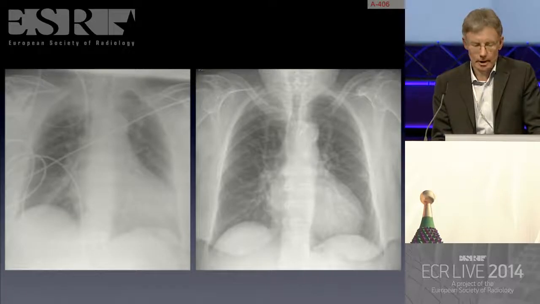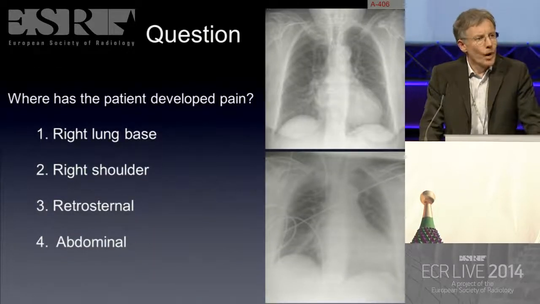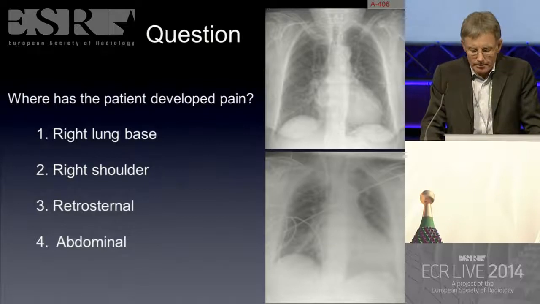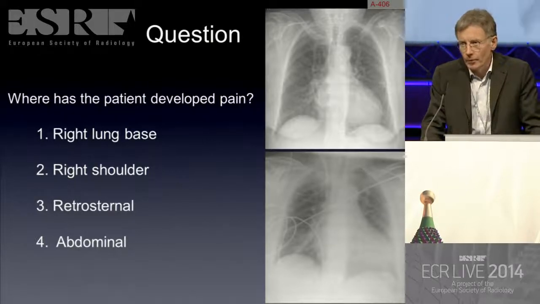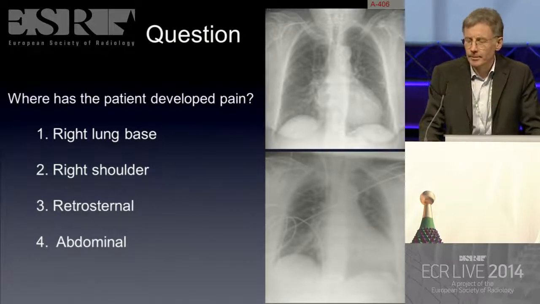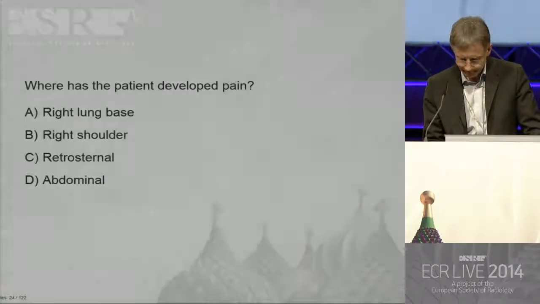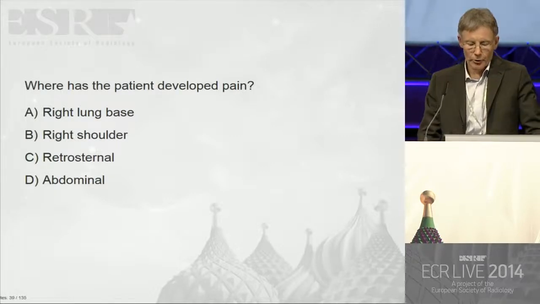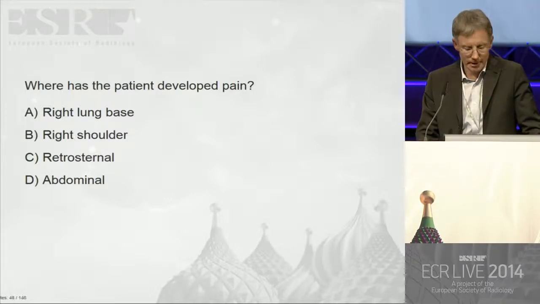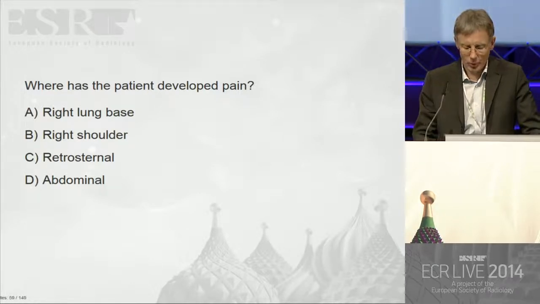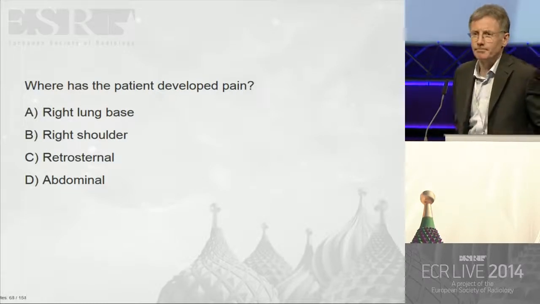And we would like to ask you the following question. Where has the patient developed pain? The answer is on the film. The right lung base, the right shoulder, the retrosternal region, or below the diaphragm in the abdomen. Please vote now. Showing you the films in large size. 2 months between these two X-rays. Where has the patient developed pain?